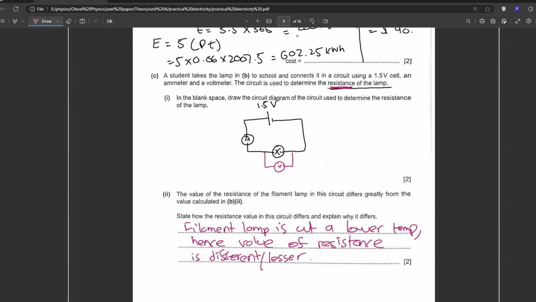This marks the end of the past paper for practical electricity. If you have any questions, you may ask.